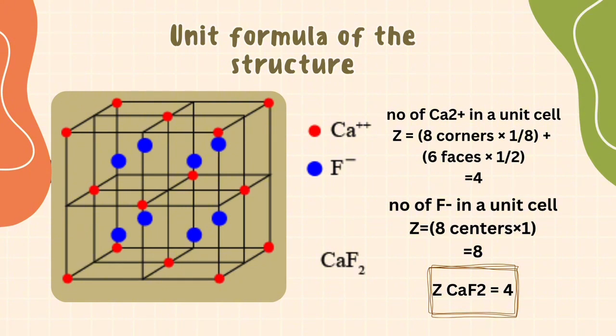How can we get 4? Ca2+ occupies the corners and the center of each face of the lattice. So there are 8 corners times 1/8 plus 6 faces times 1/2. So the unit formula Z for Ca2+ is 4. For the fluoride ion, it is located at each of the 8 tetrahedral centers, 8 times 1, so it is equal to 8. So the unit formula Z of fluorite is 4 for calcium and 8 for fluoride.